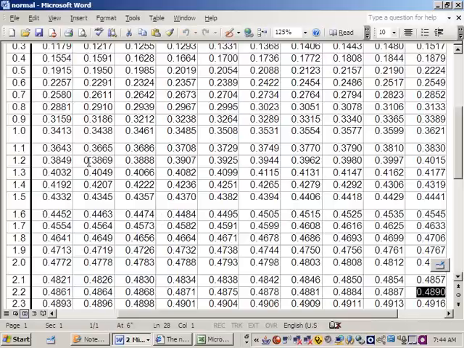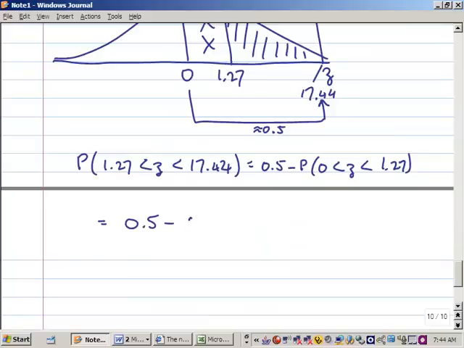Alright, 1.27, 1.20, 1, 2, 3, 4, 5, 6, 7. Alright, 3980 is the area we're going to subtract out, and that'll be, I think, 1020, about 10%. Okay, that's the answer to that problem.